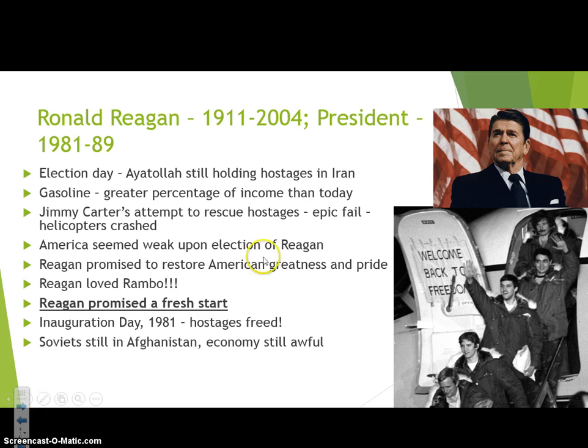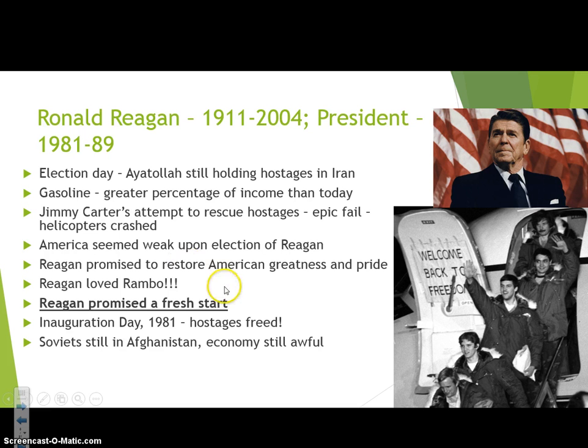Of course, as we talked about, Carter's attempt to rescue the hostages fails. So Americans see Carter as making the United States weak. There's this general sense that Democrats are very weak. So Reagan, who is a great admirer of Rambo, anyone familiar with what Rambo looks like? He almost looks like an Arnold Schwarzenegger. Reagan was a great admirer of this character.